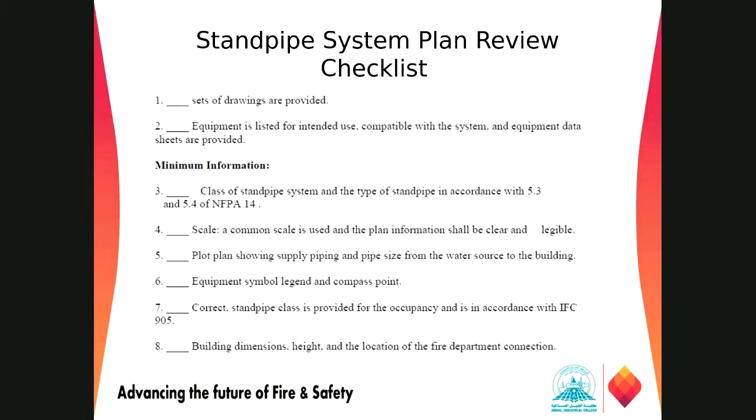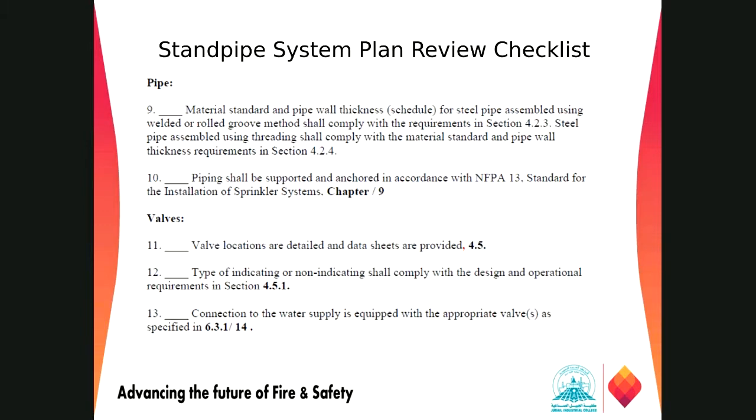Then moving on to the pipe, right? In the pipe we have the pipe wall thickness and material specifications of the steel pipe, and whether you are going to use welding or grooved fittings. All those requirements we have to look for in NFPAs, right? And all the supports for the piping for the standpipe system should be as per NFPA 13, chapter 9. Because NFPA 13 talks about everything related to the above ground piping also. So despite other code requirements, we have to look at NFPA 13 only.